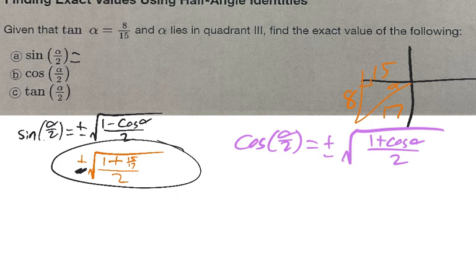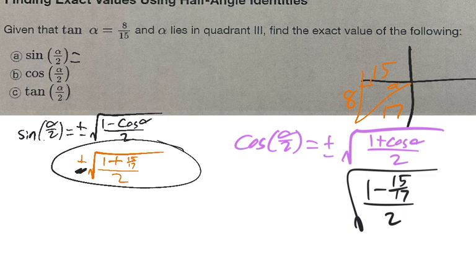Okay. Did y'all go from here? Did y'all do this without me? All I gotta do is find cosine of alpha. Well, this is still alpha. It's still this triangle, right? It's still the original setup from here. So cosine of that alpha is still negative 15 over 17, because I'm in quadrant 3. Cosine is negative. So this becomes the square root of 1 minus 15 over 17 over 2. And then I have to choose if it's positive or negative.